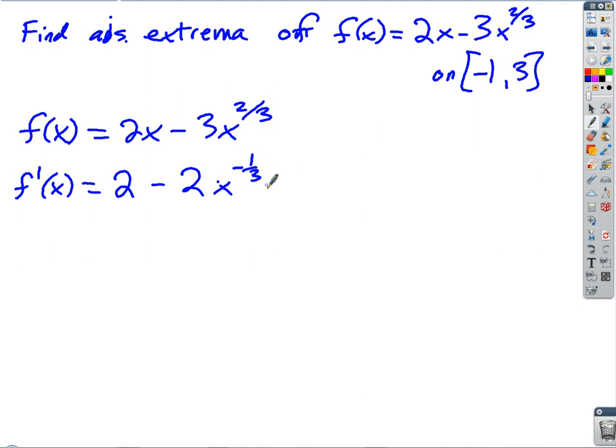Okay. So now if I want to write that, a lot of times when you're analyzing functions, I think it's easier to write a negative exponent actually as a fraction. Put that in the denominator. So we could write that instead as 2 minus 2 over x to the 1/3. The cube root of x. Yeah. Okay, so now let's find critical numbers.